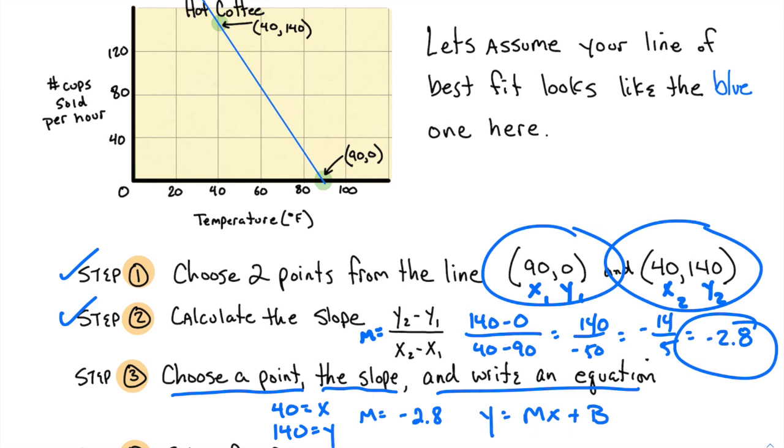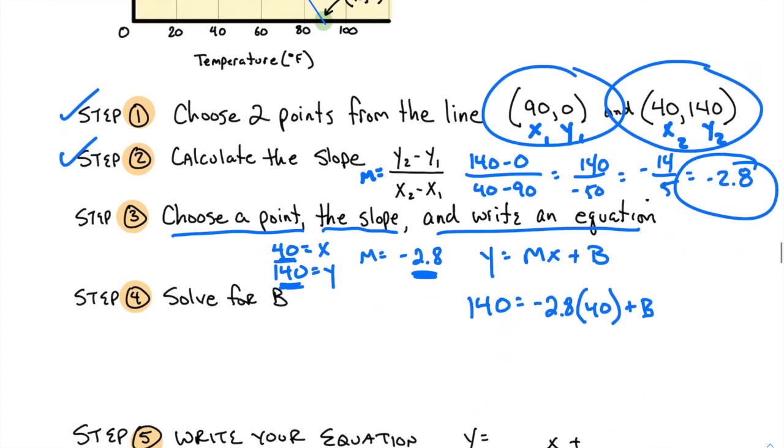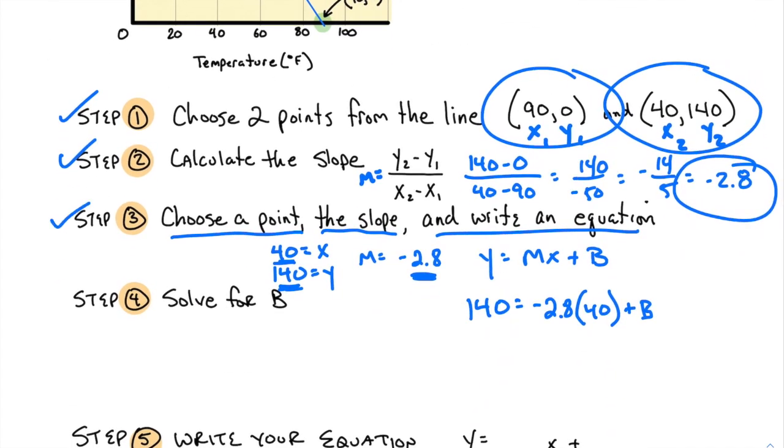And I'm going to substitute the things in it that I know. The 140 is my y value. The negative 2.8 is my m value. Right next to that is the x. That's 40. And plus b, I don't know yet. So I've substituted that in. Done. Step 4, solve for b.